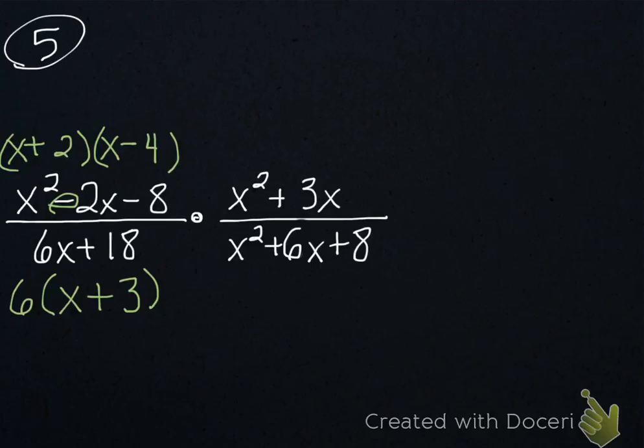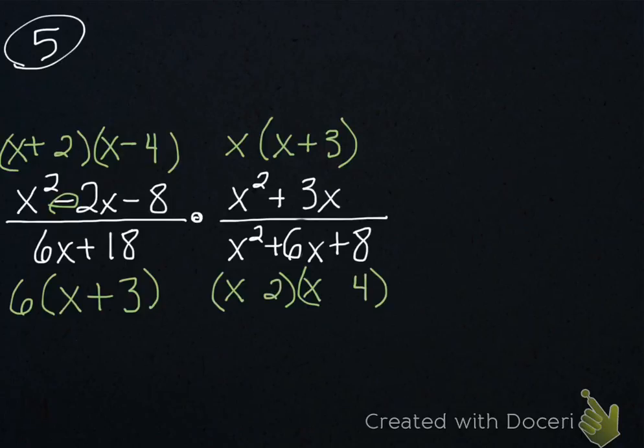Now for the second fraction, the numerator. Well, both terms have an x, so I have a GCF of x. I'm left with x plus 3. Now the denominator. I need two numbers that multiply to give me 8, only now they're going to add to give me 6. It's still 4 and 2, but both of them have a plus sign in this case. Now let's see what's going to cancel. I notice I have the x plus 3 on top and bottom. I have an x plus 2 top and bottom.